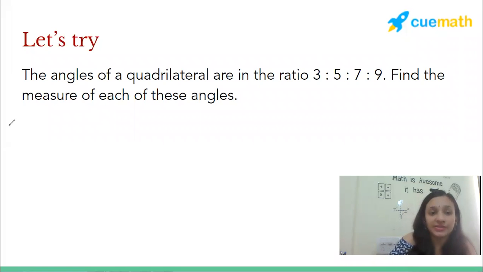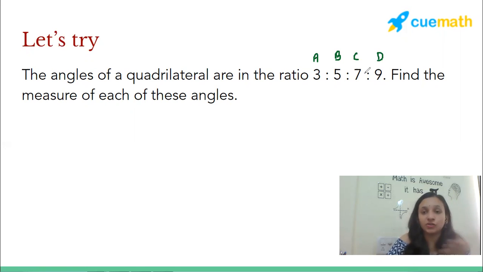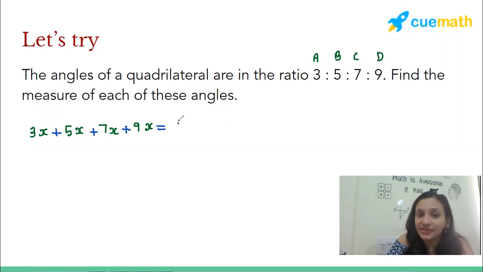Okay, so what you can do is you can consider these to be angle A, angle B, angle C, and angle D, the 4 angles of the quadrilateral. And as these are in the ratio, you can consider angle A to be 3x, angle B to be 5x, angle C to be 7x, and angle D to be 9x. Now, if you would add up all the 4 angles, that would give you the sum as 360 degrees, because the sum of all the 4 interior angles of a quadrilateral is always 360 degrees.